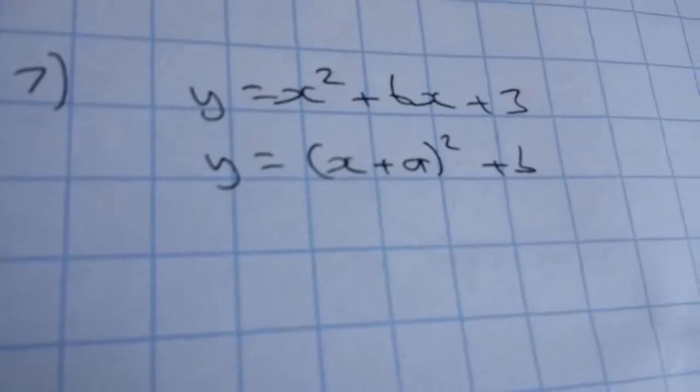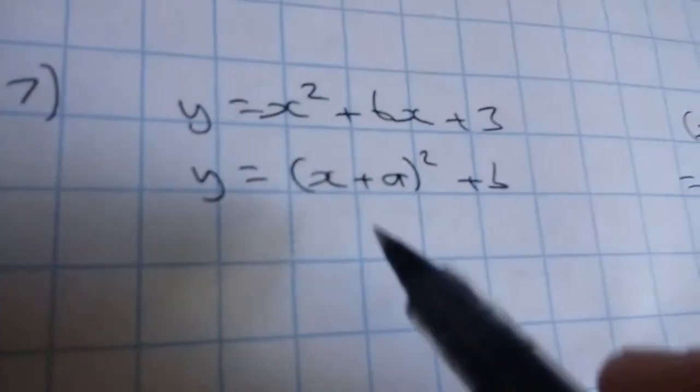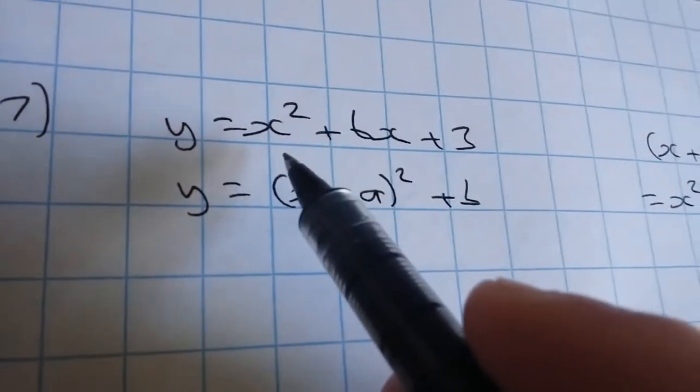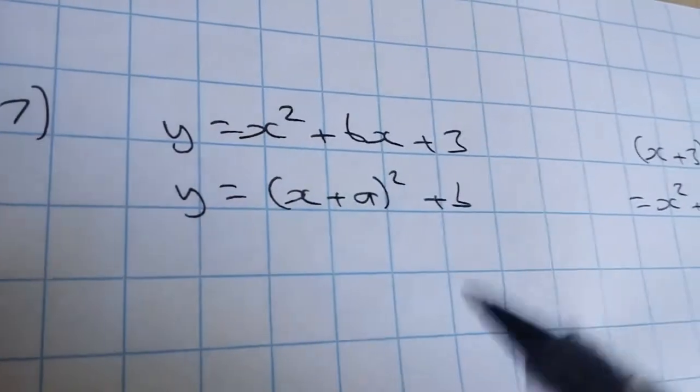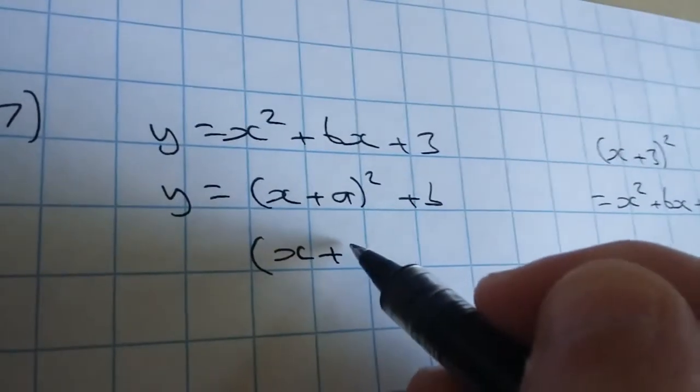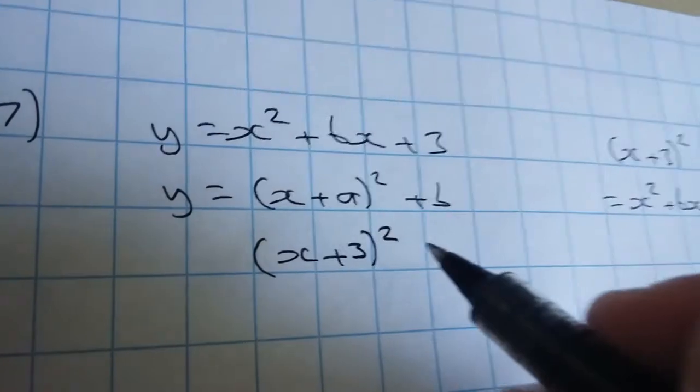Here on question 7, it's one of those where it wants it in the form of x plus a squared plus a number. I can do that reasonably okay because I've got an even number here. So all I have to do is halve that and have x plus 3 squared.